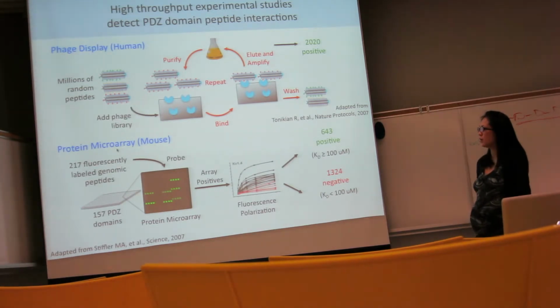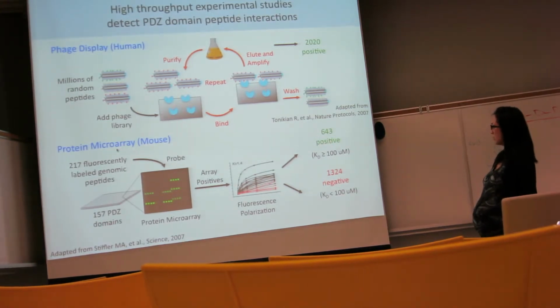The second experiment involved a protein microarray experiment in mouse, and this experiment utilized approximately 200 fluorescently labeled genomic peptides, which were used to probe approximately 160 PDZ domains on protein microarrays. The array positives were then identified and then retested using fluorescence polarization. Binding affinities were then calculated, and then depending on whether the affinity exceeded a certain threshold, they were identified as positive. So there were approximately 640 positives identified and 1,300 negatives.